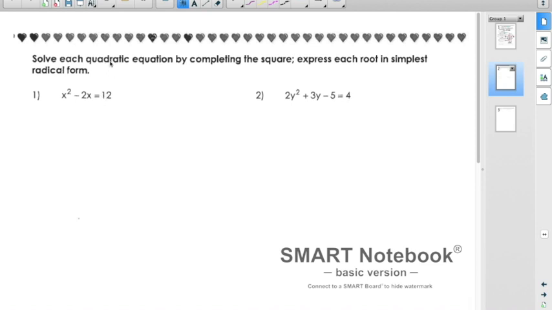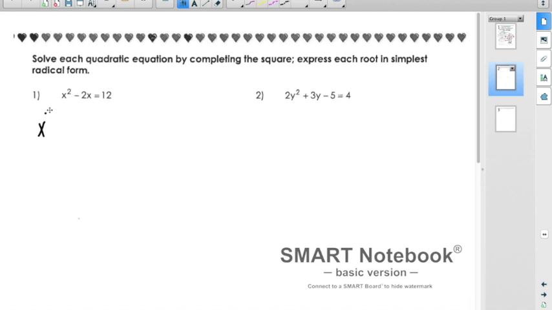Step 1 should be to rearrange the equation so that you have your variables on one side and your constant on the other. So this is good. We already have that. And then step 2 should be, if a is greater than 1, you've got to get rid of it. Well, step 2 is done. There's not a number that's greater than 1 in front of x squared. Step 3. This is where we put our missing value.